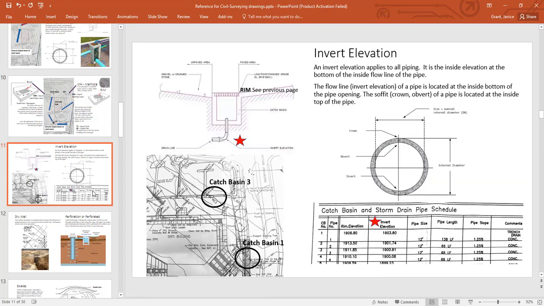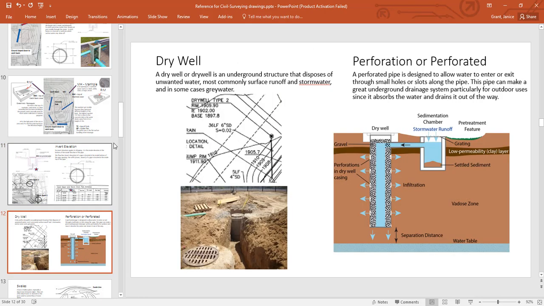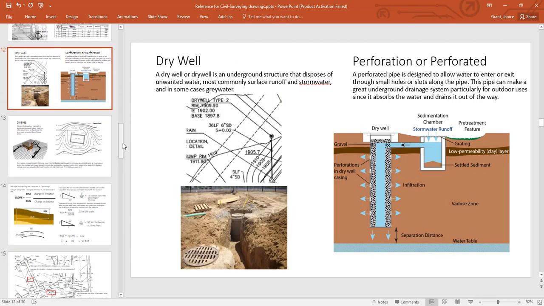So here's that invert elevation, which is defined as the inside elevation of the bottom of the inside flow line pipe. So you can see on the drawings that we'll be taking a look at where those CBs are, those catch basins, and the elevations or the slope of the ground will get lower so that it drains to it.